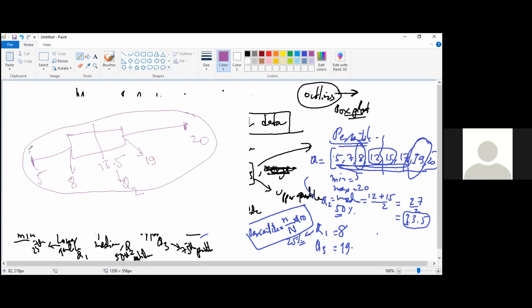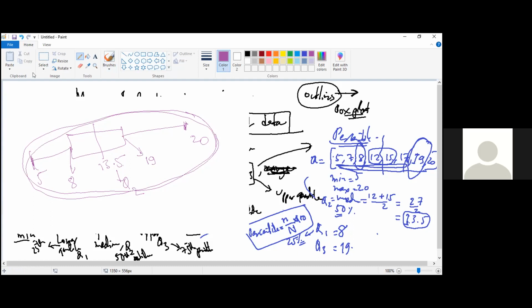Okay, you have values ranging from 5 to 20. The middle value is 13.5. It shows that there are two values which are less than 8. There are 6 values which are less than 19. There are exactly half of the values which are less than 13.5. So this is your 5-number summary, also called measure of location.